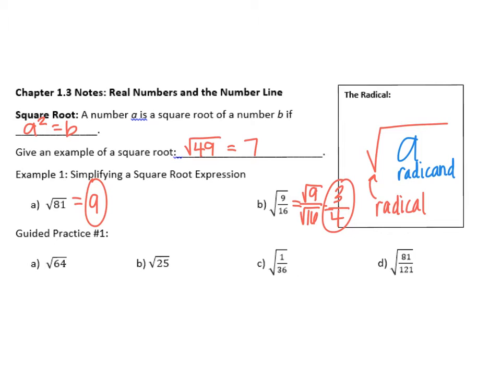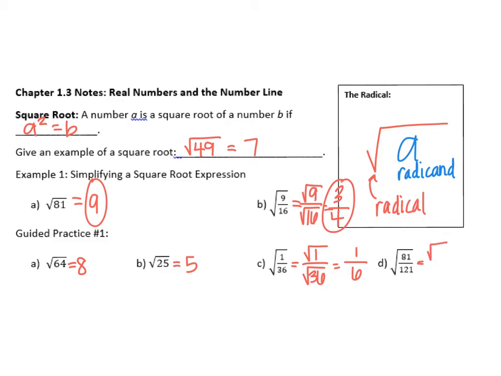Alright, guided practice number 1, this is where I encourage you to pause it and try to do these on your own. I'm going to go over them in just a second. The square root of 64 is 8 because 8 times 8 is 64. The square root of 25 is 5 because 5 times 5 is 25. The square root of 1 over 36 is going to be the square root of 1 over the square root of 36, and that's going to be 1 over 6.